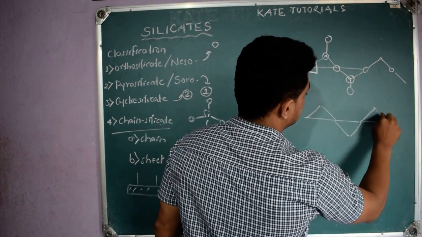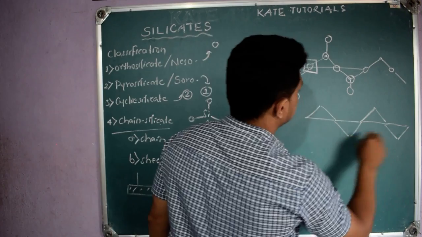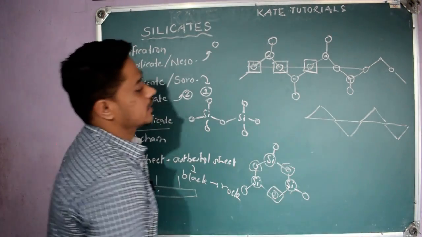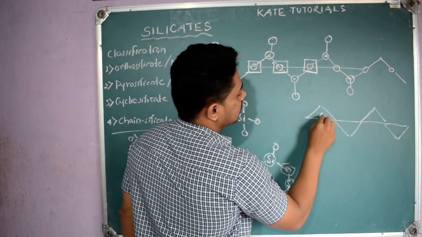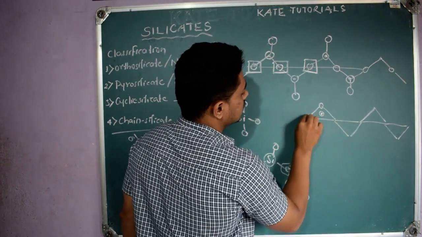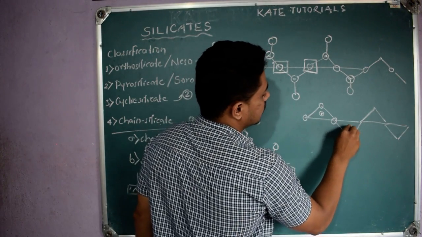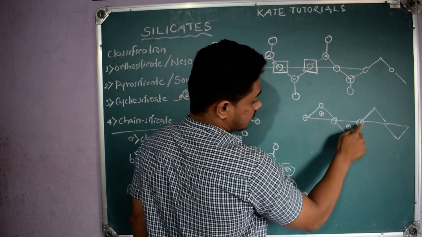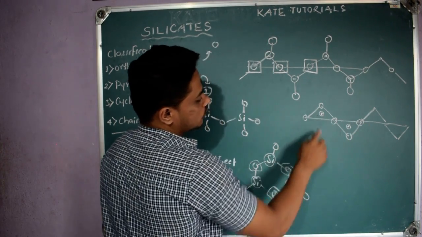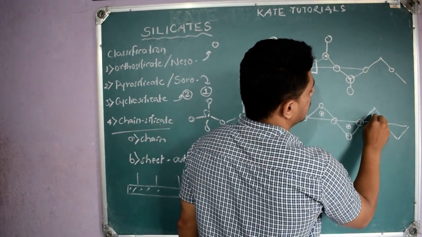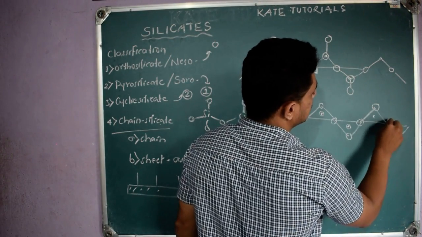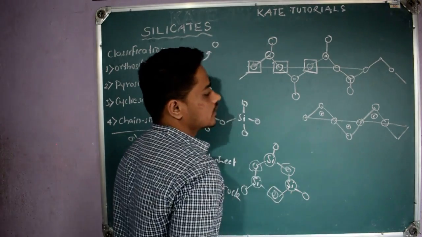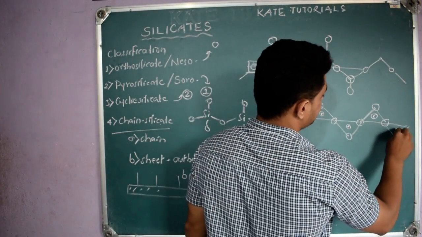So it will form like this. So this is nothing but my chain silicate, in which silicon will be here, oxygen, oxygen, oxygen, oxygen, right? Silicon will be here, oxygen, oxygen, oxygen. 4 oxygen, 1, 2, 3, 4, 1, 2, 3, 4, 1 silicon, 1 silicon. Here also 1 silicon, 1 oxygen, 2 oxygen, 3 oxygen, and 4th oxygen, right?